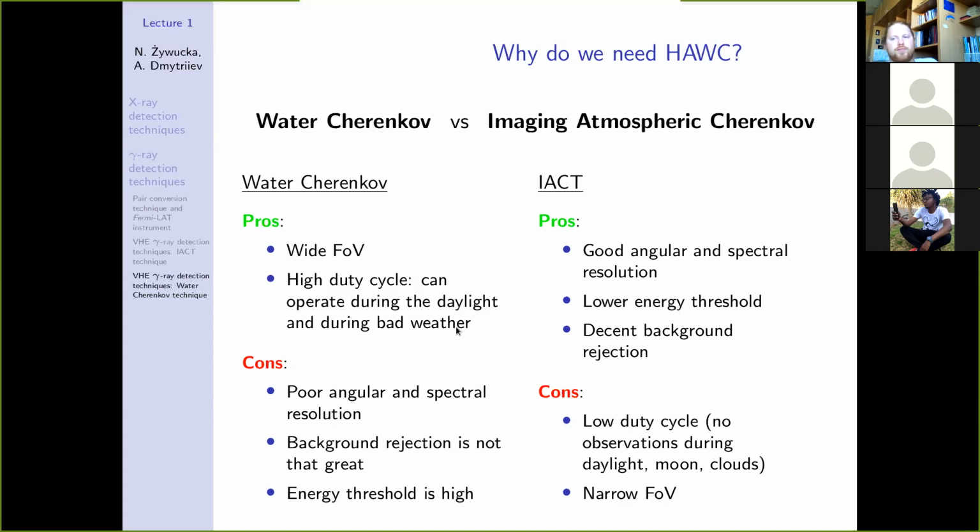So for HAWC, the daylight is not a hindrance. You can sample because the tanks are covered, they're metallic tanks anyway, and the metal is not transparent to sunlight, or daylight, so you don't care. There is total darkness inside the water tank, so you can see your faint flashes very easily. So daylight is not a hindrance. During bad weather as well, because you don't care.